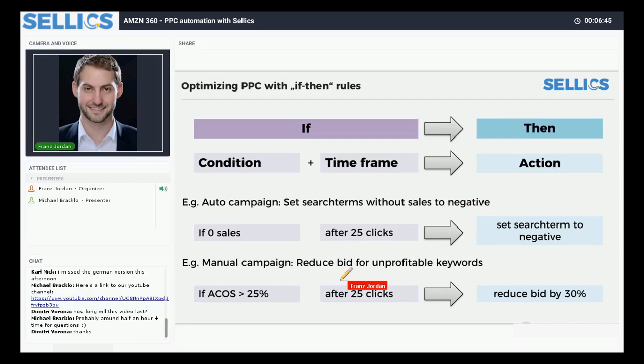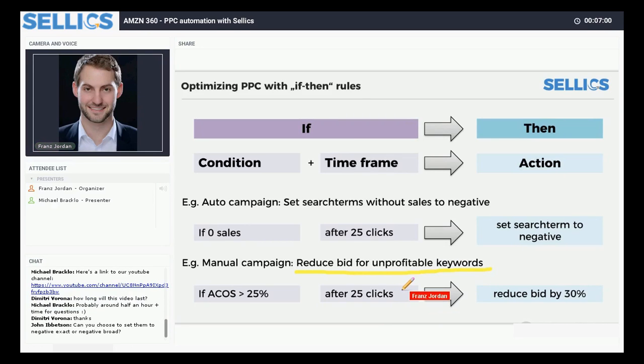There are also other examples. So for instance, if we have a manual campaign, a strategy would be to reduce the bid for unprofitable keywords. Again, how does it translate into an if-then relationship? Well, if the ACOS is above 25%, for instance, after 25 clicks, then again, the strategy is to reduce the bid by 30%, right? So those are just 2 examples on how you can essentially translate all your strategies into if-then relationships.